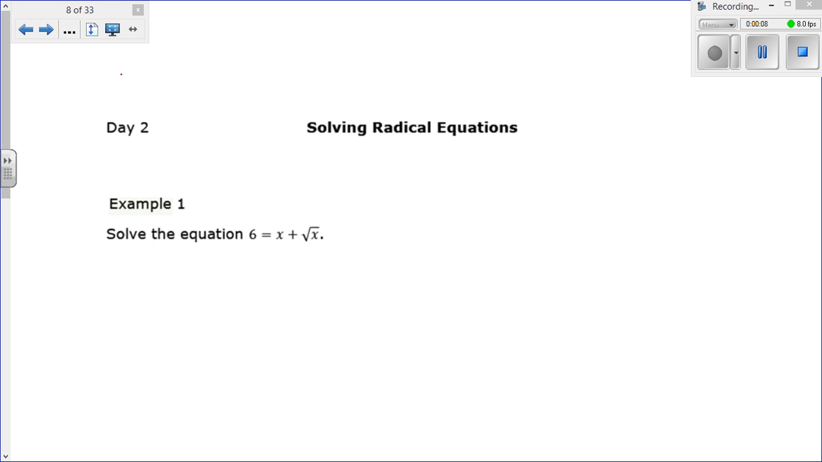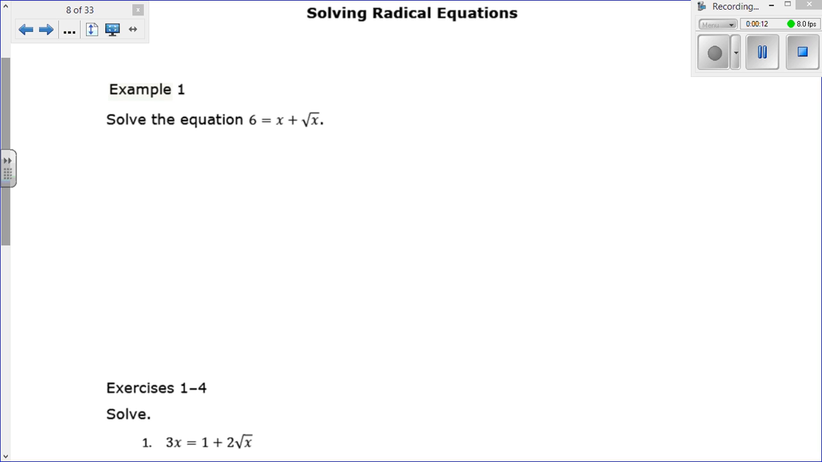Alright, so we're continuing solving radical equations, except today they're slightly different than yesterday. As you'll see, we might not always be able to isolate the radical, and sometimes we're going to have more than one variable, not just under the radical.